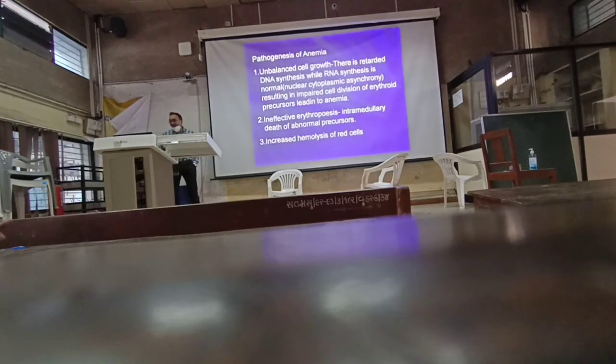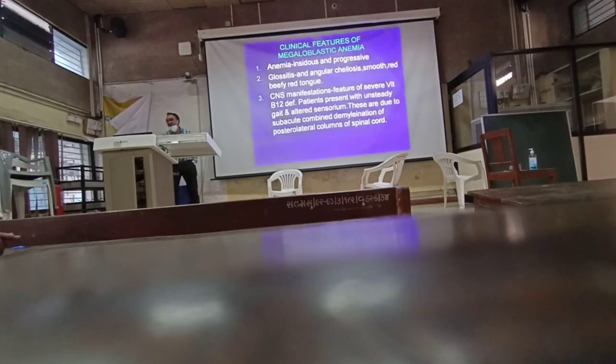Second is an ineffective erythropoiesis. I have already told you that intramedullary death of 20 to 30% will die within the bone marrow. So bone marrow aspiration will show you that cellularity is very high, but the production is not. Defective maturation, defective generation is there. Increased hemolysis of the red cells. Those which have been generated and gone outside, they are also being hemolyzed. Why? Because they are deformed in shape and like that. So increased hemolysis of the red cells.